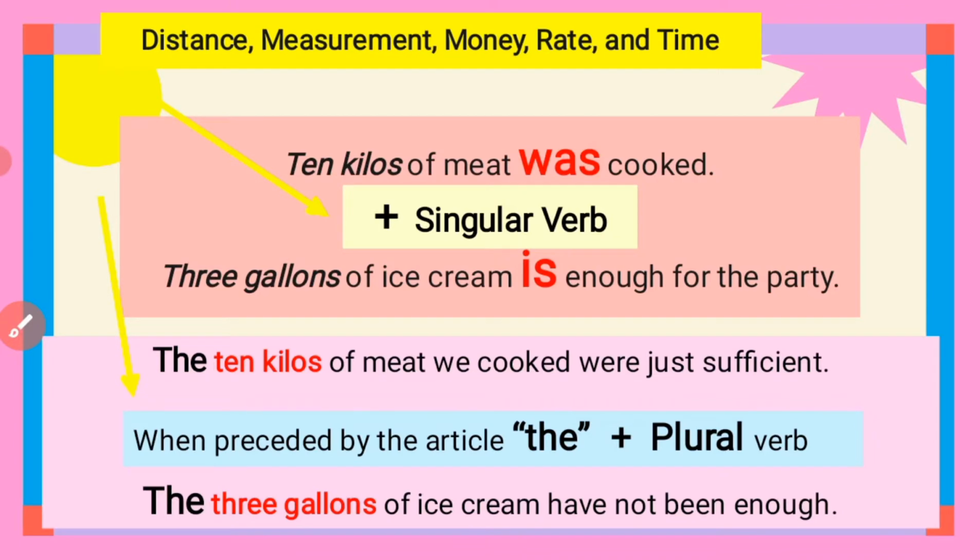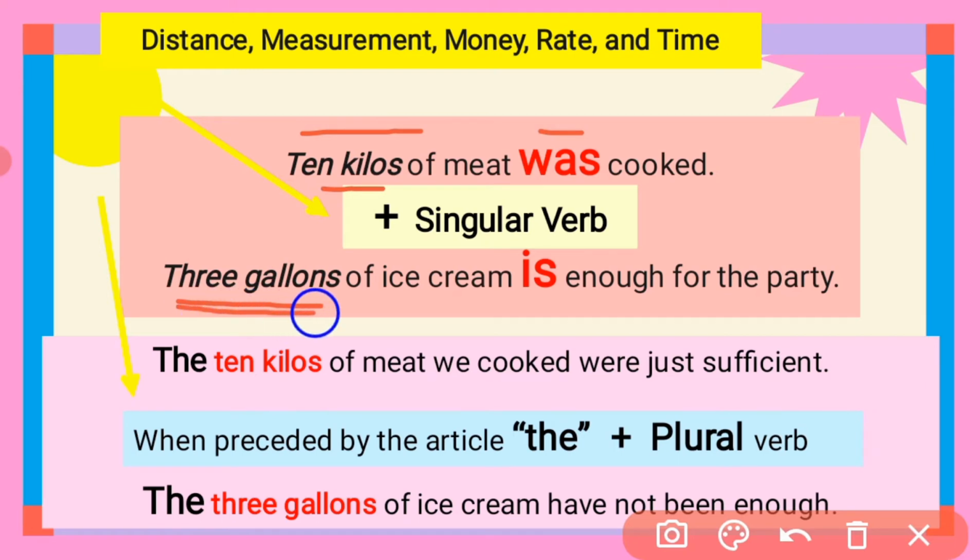So, in case ang iyong subject ay distance, measurement, money, rate, and time, halimbawa niyan ay 10 kilos of meat, kailangan ng singular na verb ng distance, measurement, money, rate, and time as subject. So, 10 kilos of meat was cooked. Itong 10 kilos ang ating subject. 10 kilos of meat. Kailangan niya na singular. Kaya was ang ating ginamit. 3 gallons of ice cream is enough for the party.